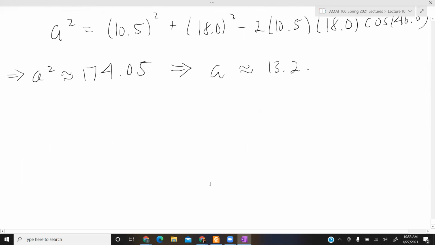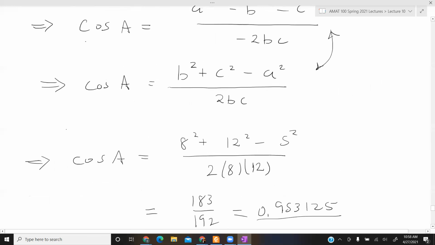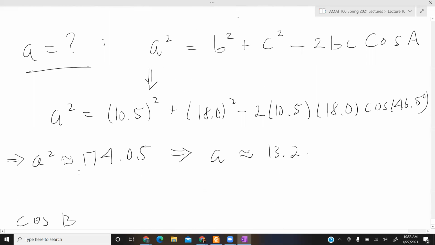Now, we found the missing side. Now we just need the two angles, which are C and B. I'll just go through solving B because solving C is basically the same thing, and it's similar to what we did above. But I'll do it one more time because this is the last example.